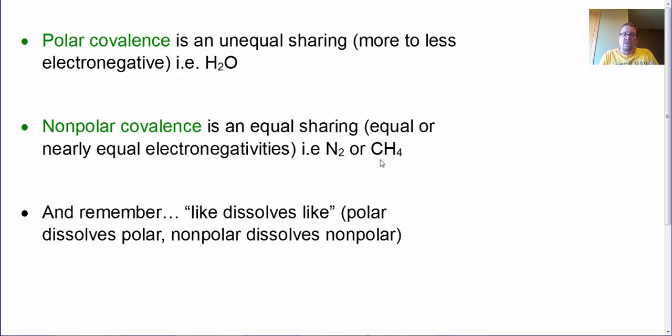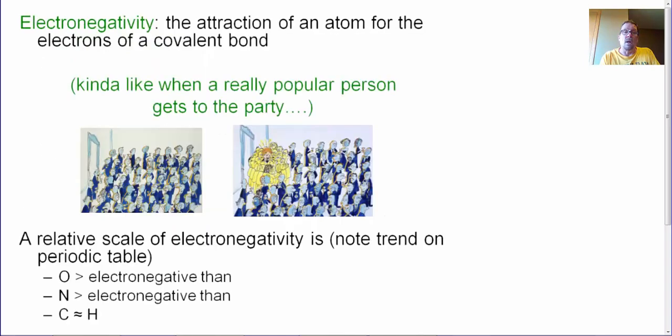Because remember, like dissolves like. Anything strongly polar or ionic will dissolve in water, which is a polar solvent, and non-polar will not. That would require ethers and alcohols and stuff like that. So that allows you the structure to have skin and cells without them being dissolved by the two-thirds water that you are.